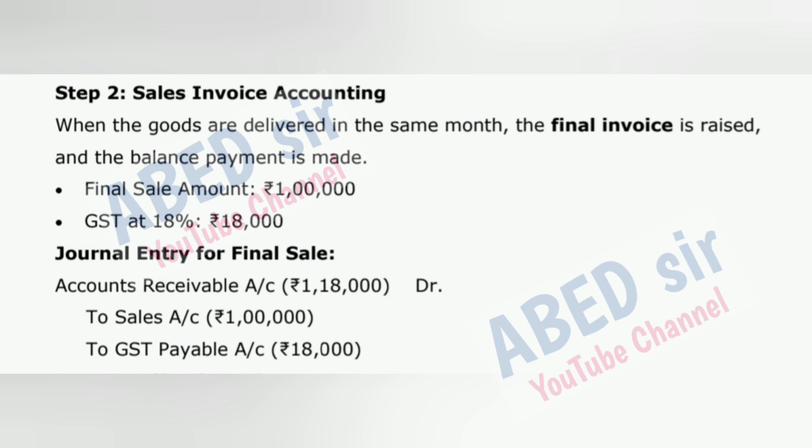Step 2. Sales invoice accounting. When the goods are delivered in the same month, the final invoice is raised and the balance payment is made. Final sale amount 1 lakh rupees. GST at 18%, 18,000 rupees. Journal entry for final sale.